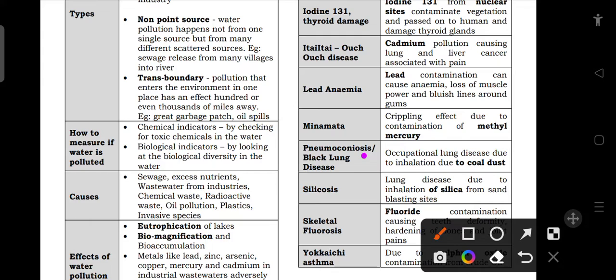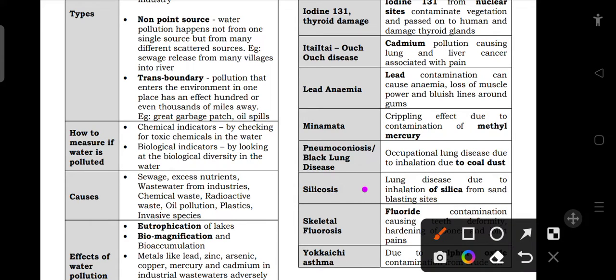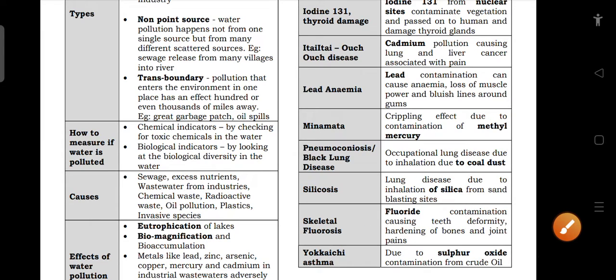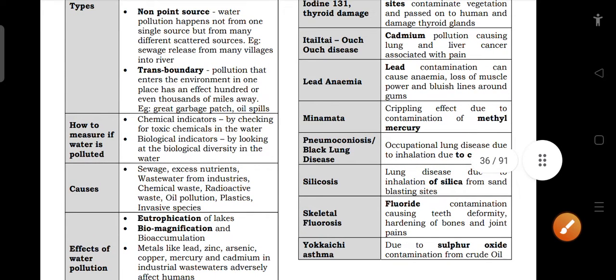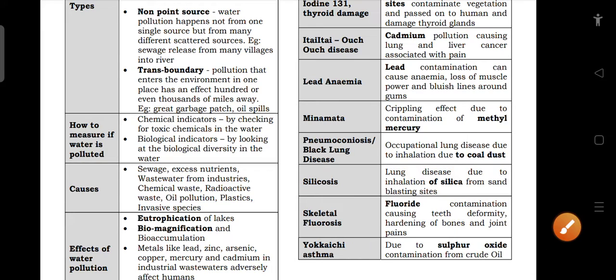This is occupational lung disease due to inhalation of coal dust. And then silicosis, because of silica, and this will cause lung disease. Skeletal fluorosis because of fluoride, and it will cause teeth deformity, and then bone hardening also. Then Yokkaichi asthma, this is due to sulfur oxide from crude oil.